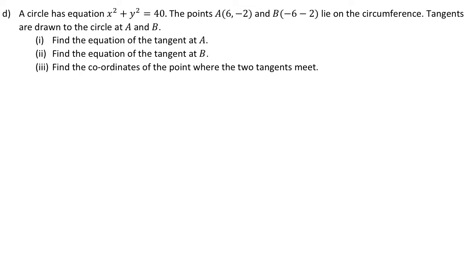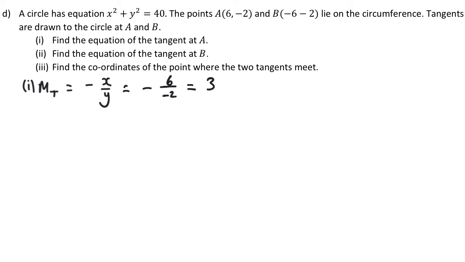So to do that, we have to work out the gradient of the tangent first of all. So the gradient of the tangent is minus x over y, which is equal to minus 6 over minus 2. The 2 minuses cancel, so you're left with 6 over 2, which is 3. So at A, the gradient of the tangent is 3.